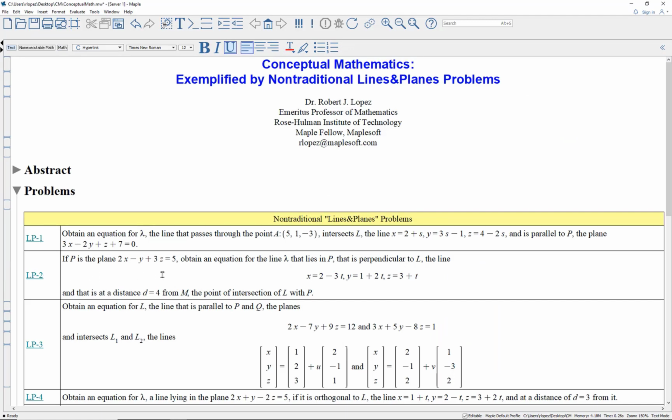Have a plane. You're looking for a line that lies in that plane. That line we're looking for is perpendicular to this line, and it is also at a distance of 4 units from the point of intersection of the given line with the given plane. I could not picture that immediately. It took a great deal of effort to picture that.